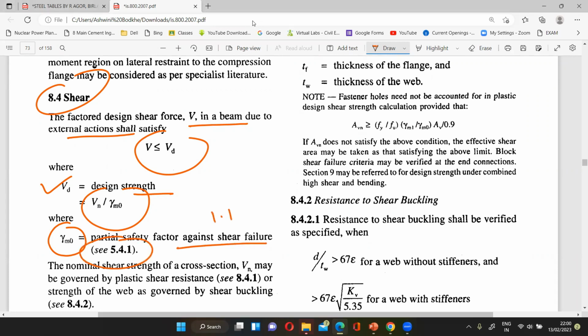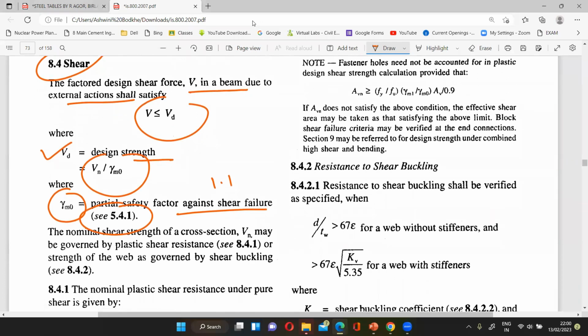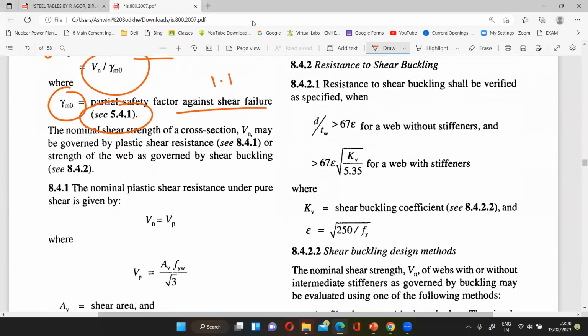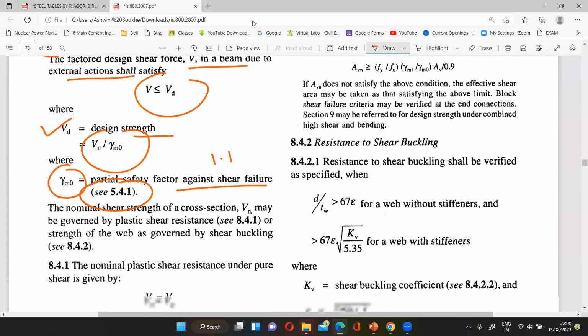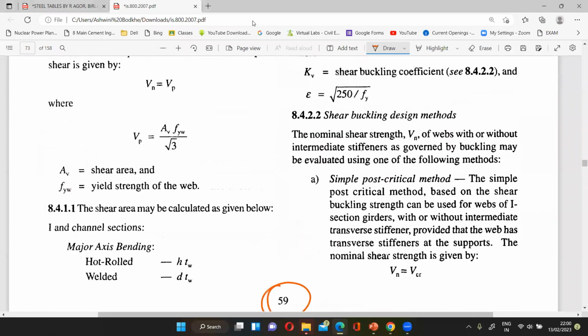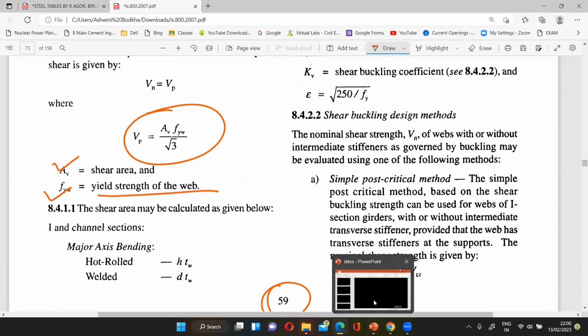We will see in 5.4.1 in a few minutes. Here, Vn is Av fyw upon root 3, where Av is shear area and fyw is yield strength of web. Back to the question.